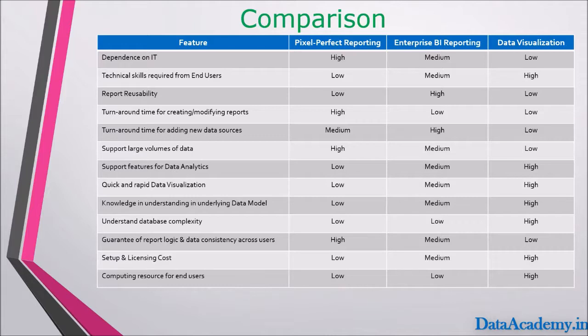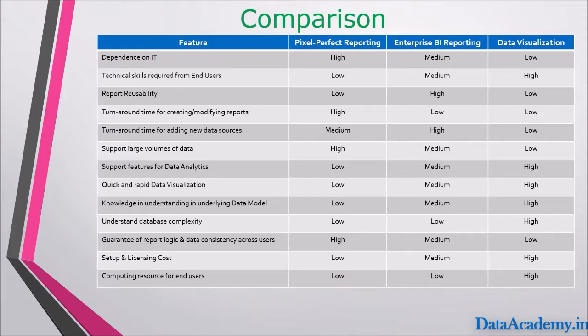The second feature is the technical skills required or expected from the end users. When it comes to pixel perfect reporting, it is low because they are completely dependent on the IT. In the enterprise BI reporting, there is a medium level of technical skills required. That is because they are creating their own reports. So they need to know the basics of a drag and drop interface. They will need a little training. When it comes to data visualization tool, the end users are expected to be highly technical.